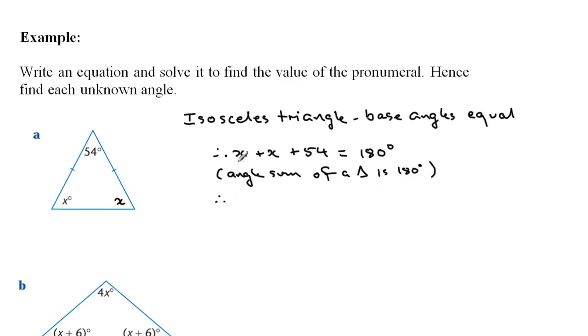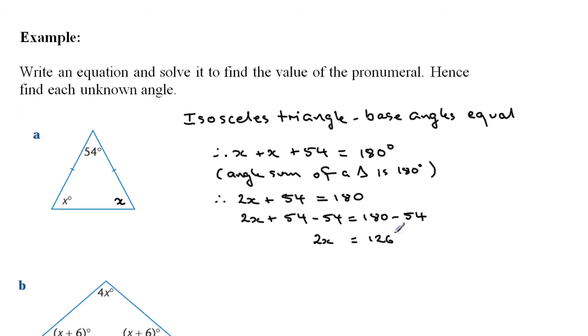So let's go to the next line. We know that x plus x is 2x plus our 54, and that gives us 180. So now we've got a two-step equation, and we can subtract 54 from both sides. Remember, we're trying to find x on its own, so we're going to subtract 54 from this side, and we have to do it from both sides, remember, because it's an equation. That means that we're left with 2x, because 54 take 54 cancels that out and leaves us with the 2x, and 180 minus 54 is 126.